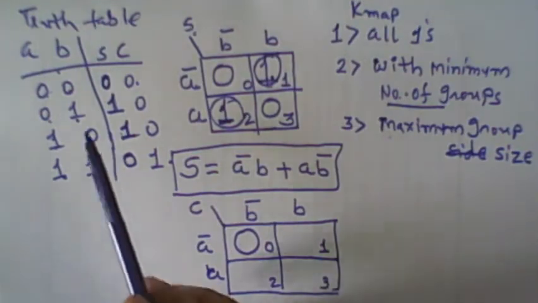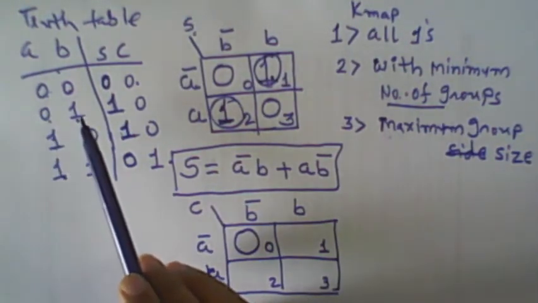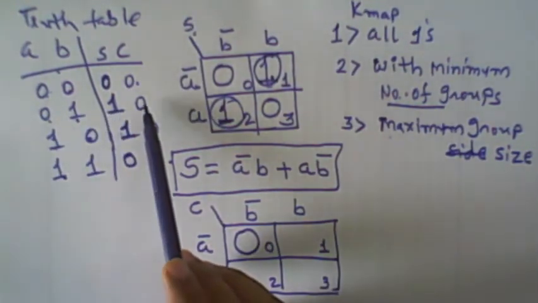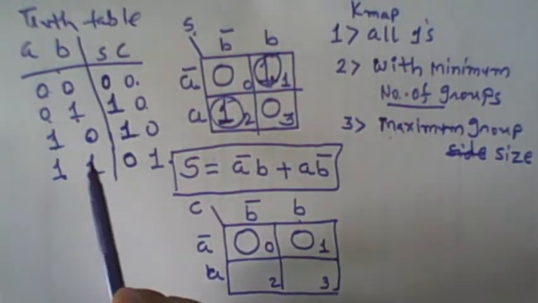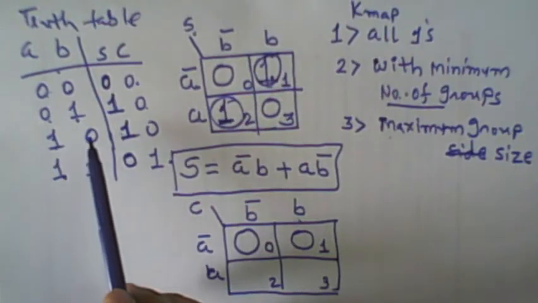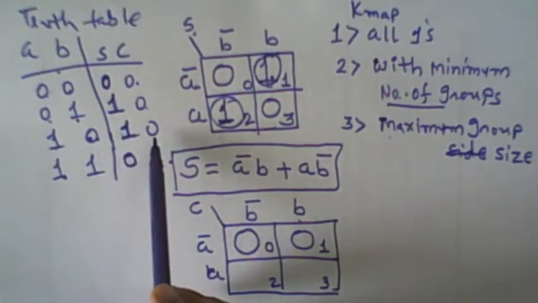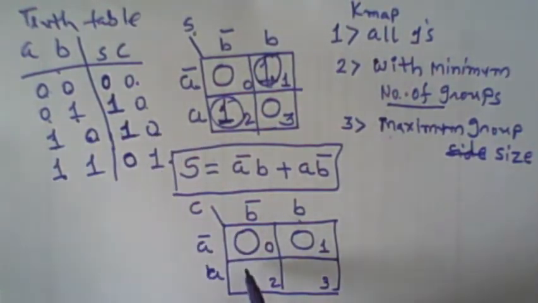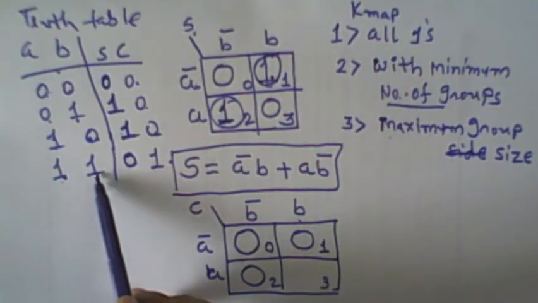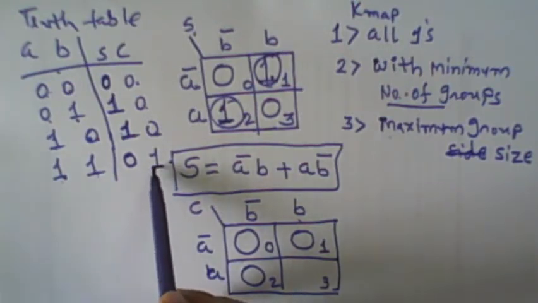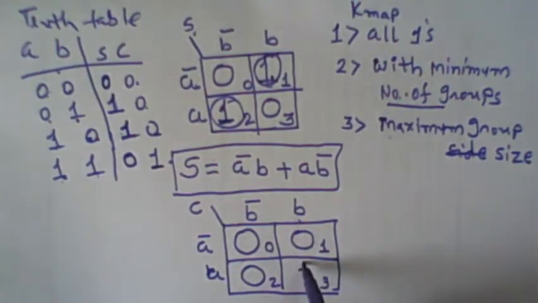For minterm 1, when A is equal to 0 and B is equal to 1, the carry bit is equal to 0. So this 0 is mapped here. When A is equal to 1 and B is equal to 0, the carry bit is again 0. So this 0 we map here. And when A and B are 1 and 1, the carry is equal to 1. So we put the 1 in the minterm box, right?